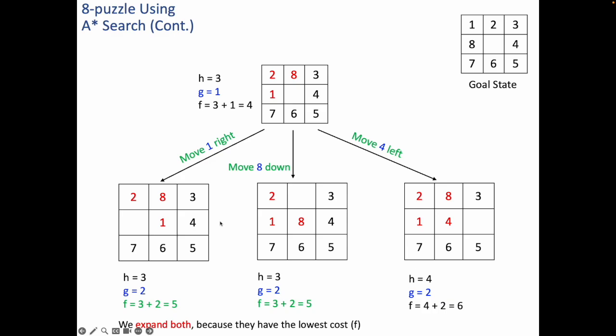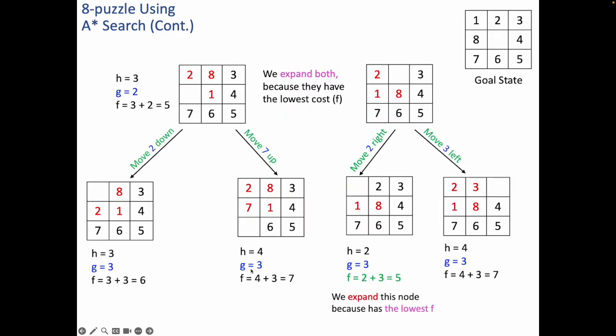Now we reach the point where we have 2 states with the same total cost. Which one do you choose? Both of them, right? We expand both of them because they both have the lowest cost. So we expand this one and this one. The same way we continue: calculating the heuristic, then increasing the depth, so G is 3 here for all of them. And we reach the point where, for example, this one has the lowest total cost. You don't have any question up to here, right?